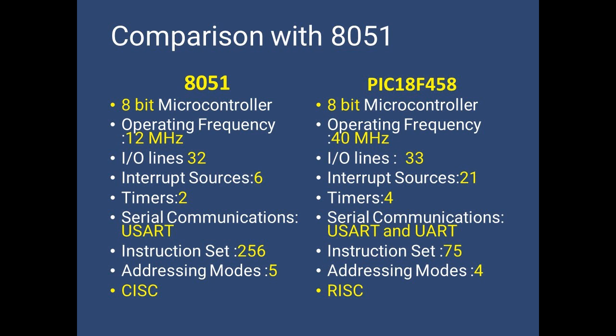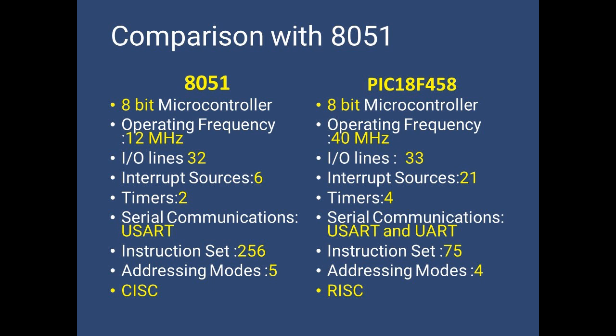Here, as we have discussed earlier, in 8051 we have 5 addressing modes, whereas in PIC 18 we have only 4 addressing modes. As the instruction set is smaller, we have fewer addressing modes. As the instruction set is large, we have a large number of addressing modes. And we have already discussed that 8051 is a CISC type of microcontroller, whereas PIC 18 is a RISC type of microcontroller.